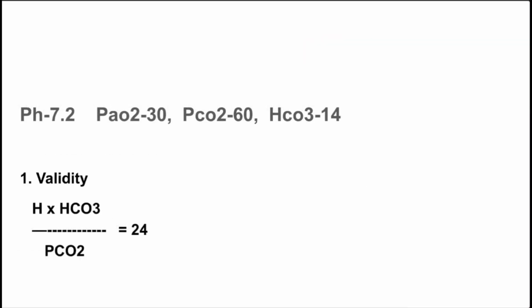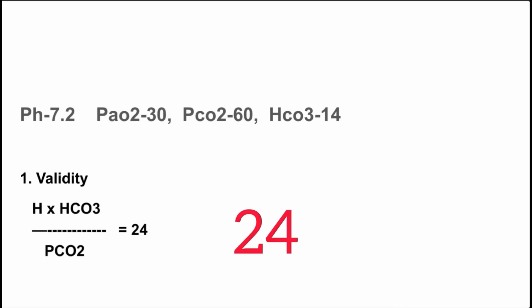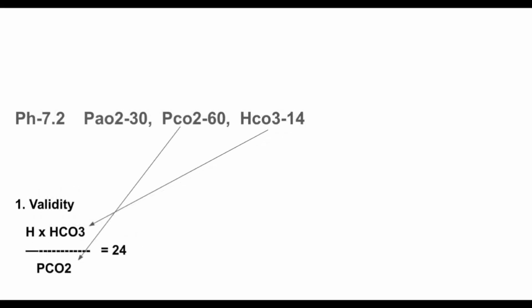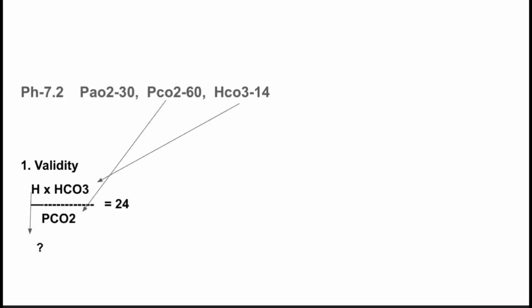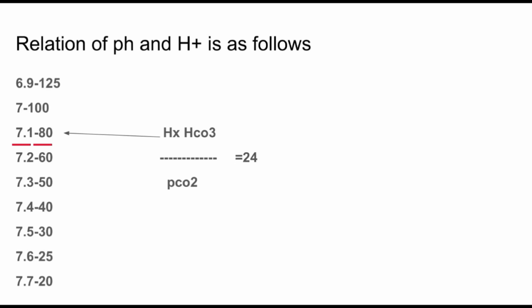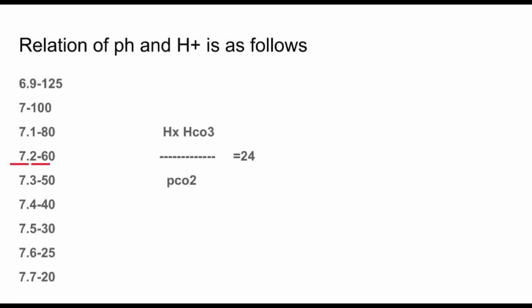The formula is H into bicarbonate by PCO2 should be 24. If you get 24, then you can say that this ABG is valid. So you can see here bicarb is here and PCO2 is here. And where do you get H? You can get H from the pH hydrogen ion relation chart. This is a chart. For example, H for pH of 7.1 is 80 and for 7.2 is 60. So how to remember this chart? In exams, either you have to memorize these values or there is a simple method that we will discuss in the last part where we solve problems.